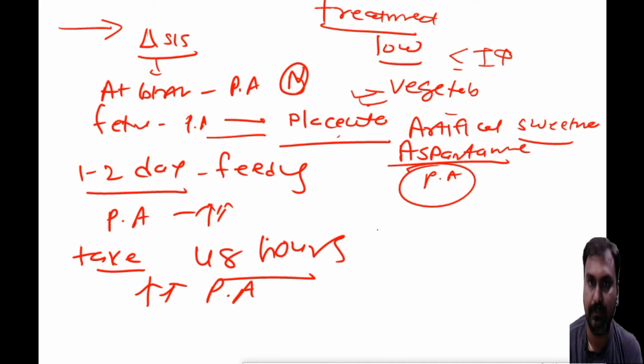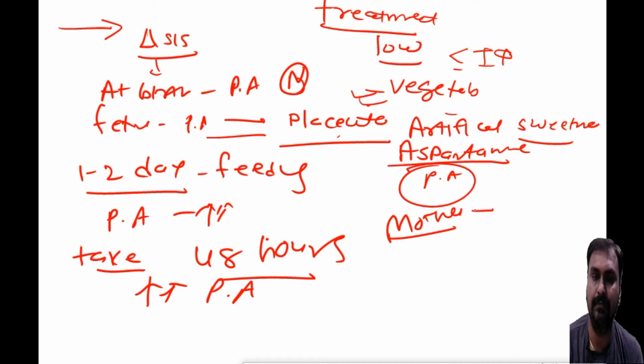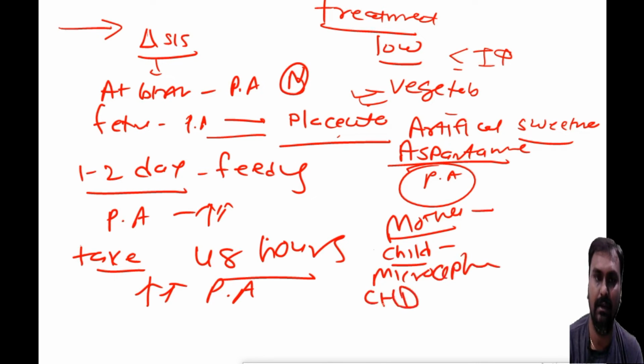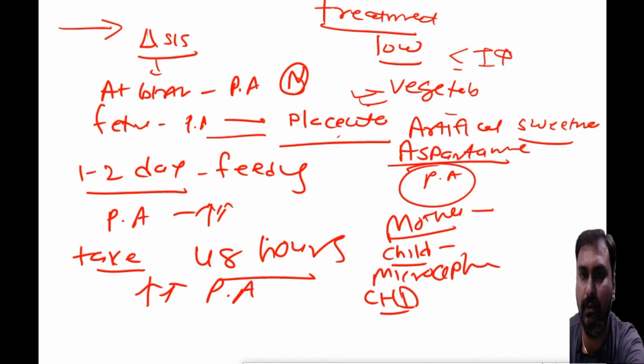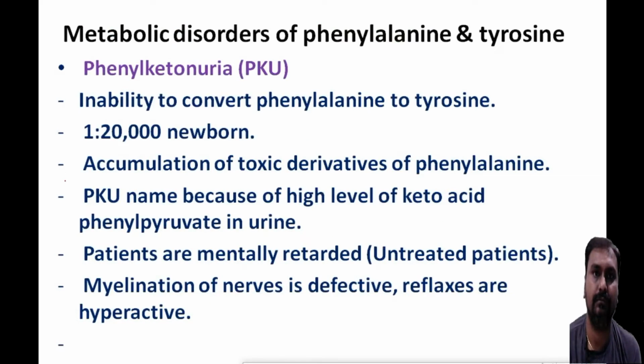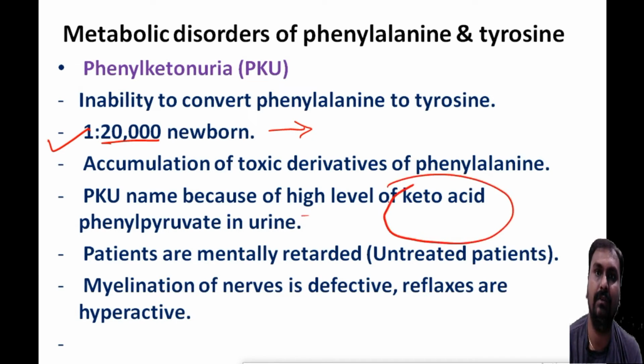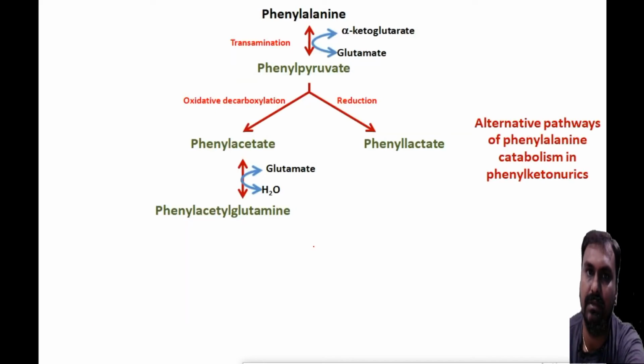And if the mother, a pregnant woman, has phenylketonuria, then the child will have microcephaly and congenital heart disorder. So this is all about phenylketonuria. Incidence is 1 in 20,000 newborns, but now the incidence is increased because of better diagnostic facilities. Why is it called phenylketonuria? Because phenyl pyruvate, which is a keto acid, is accumulated. And mental retardation is a very important feature.